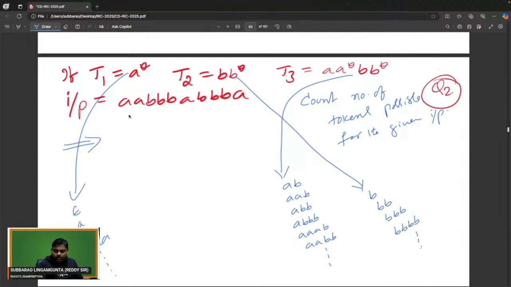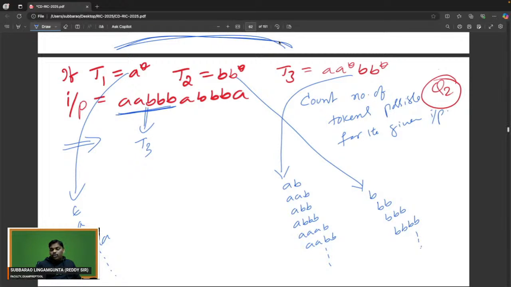Let me try now: double A, double A, triple B. Double A, triple B, you can take from T3 first because it is the longest one. If you take T1, only double A will come. If you take T2, you get something like a triple B, but at the start I want the A's. Starting A's will be given by T1 or T3.